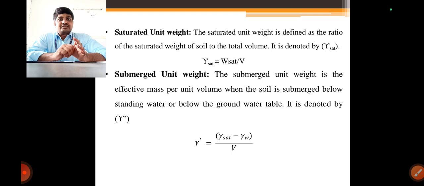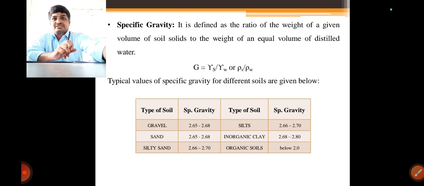Saturated density, that means rho saturated, for the soil mass which is saturated. So rho saturated is equal to mass of saturated soil divided by volume of saturated soil. Saturated unit weight we can also write: gamma saturated is equal to weight of saturated soil divided by total volume of the soil. Like that we can write a number of definitions.